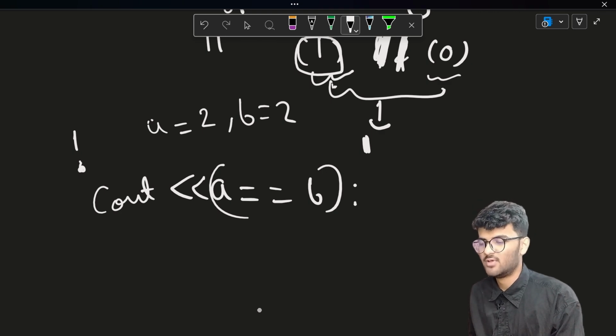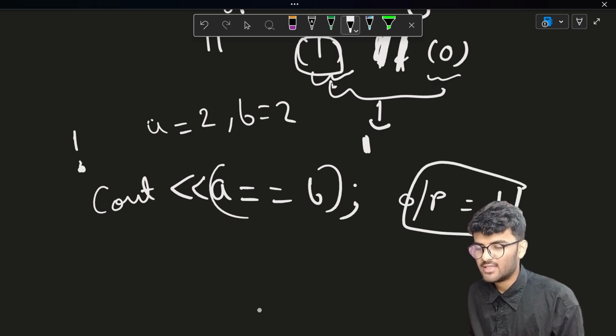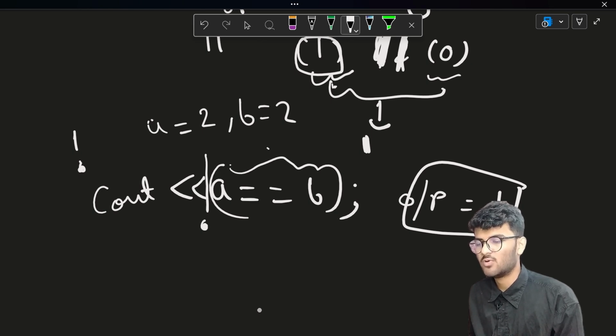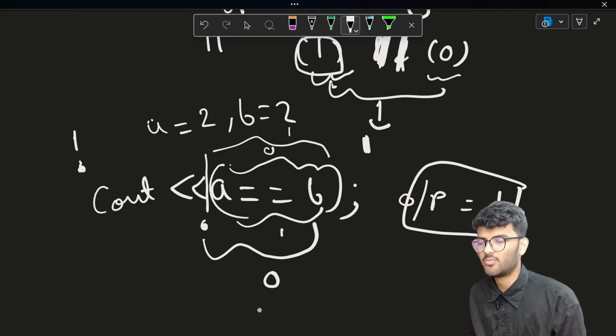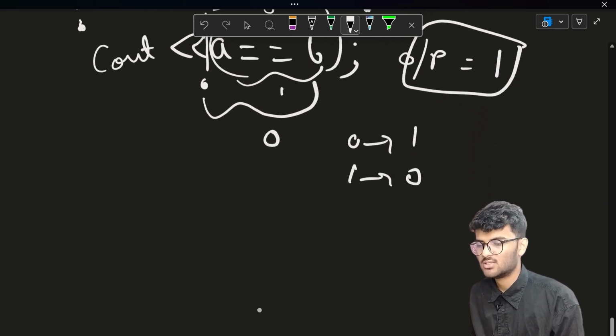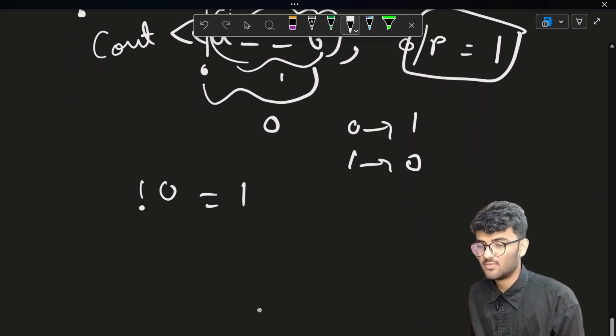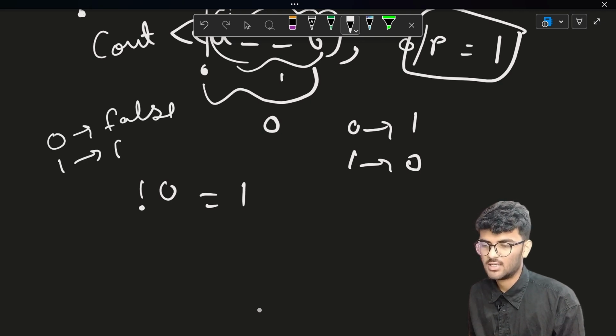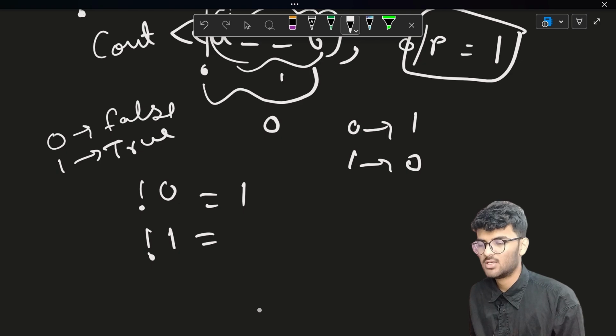What will it give? It will give 1, you are thinking right. And what if I add the NOT operator? If this is giving 0, the overall expression will be converted into 1. If this is giving 1, then the overall expression will be converted into 0, right. So this is the NOT operator. If it is 0, it will make it 1; if it is 1, it will make it 0. Again, 0 means false and 1 means true.